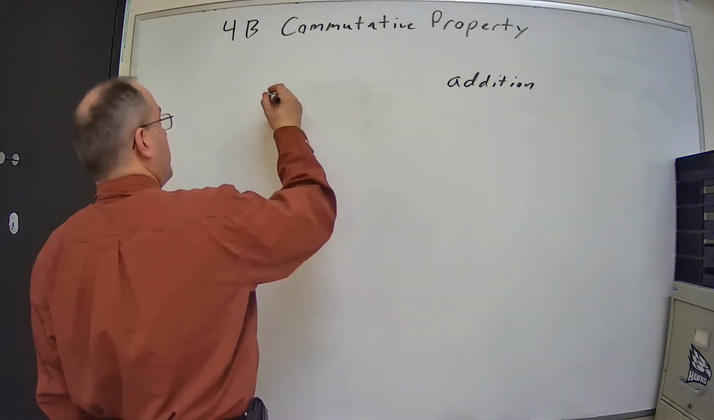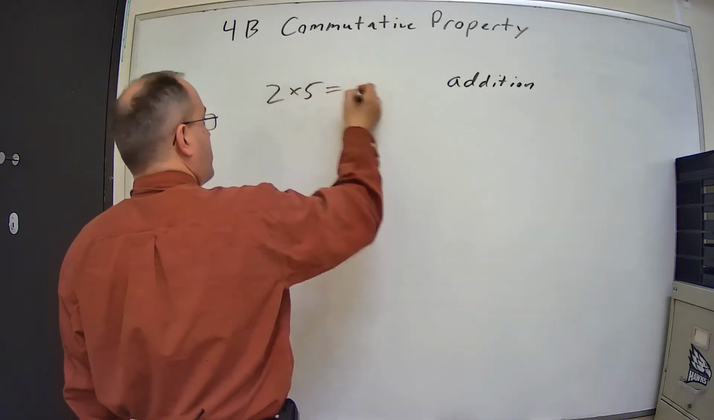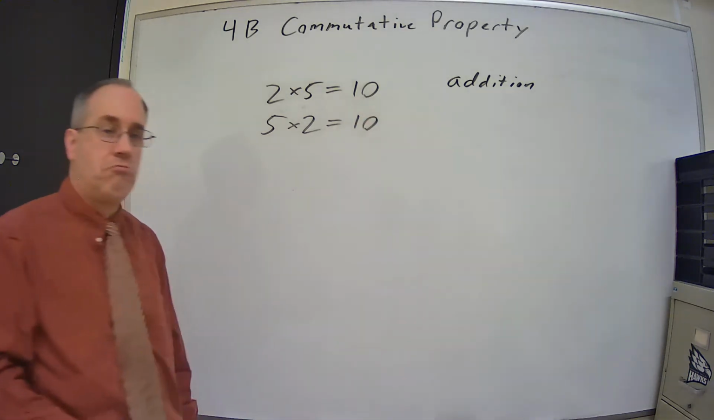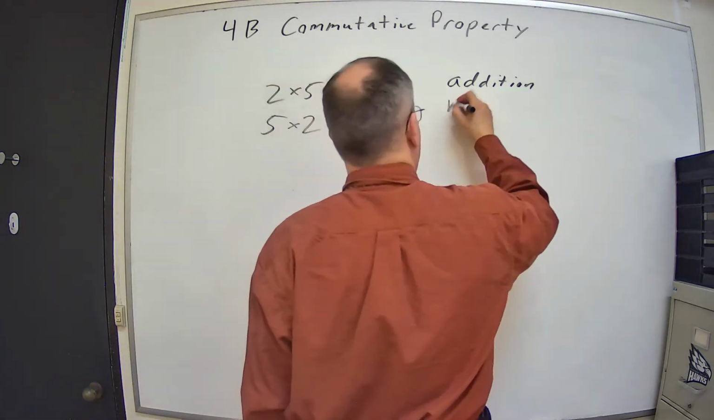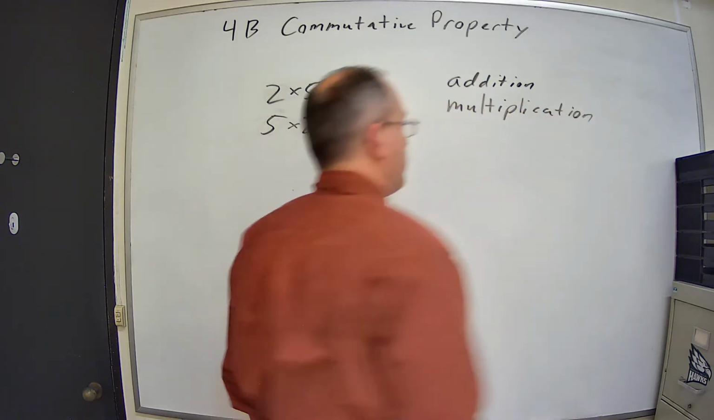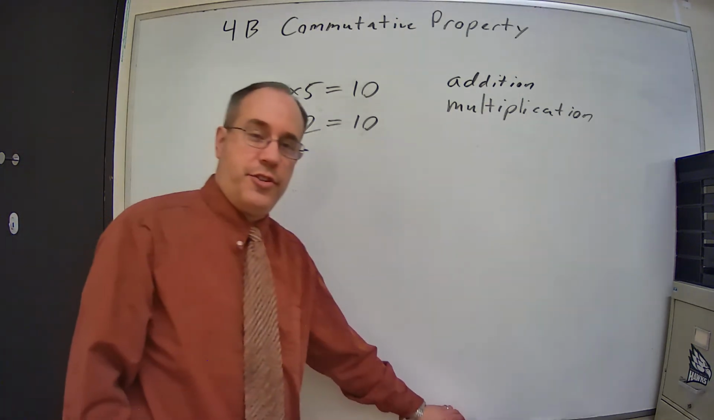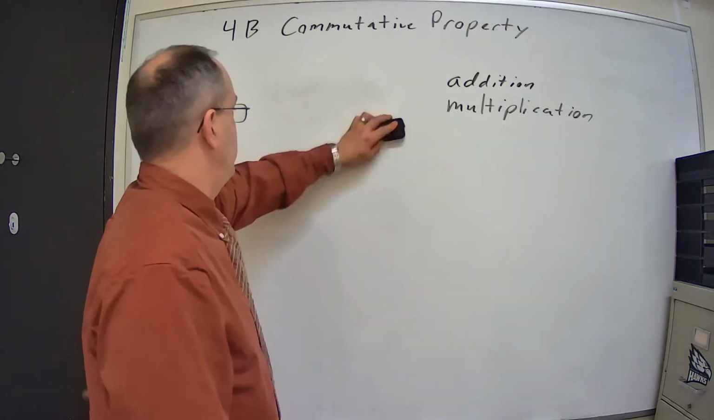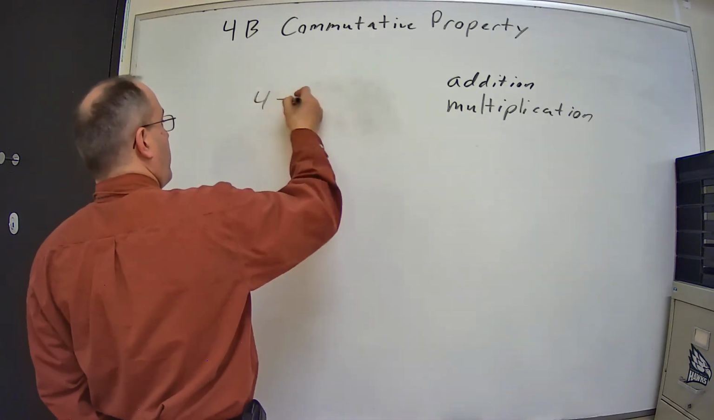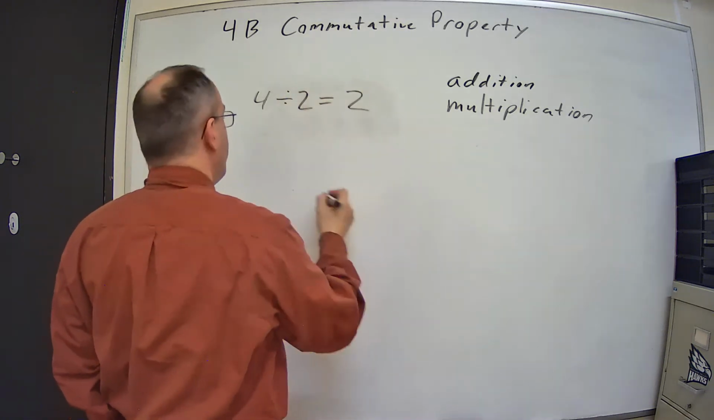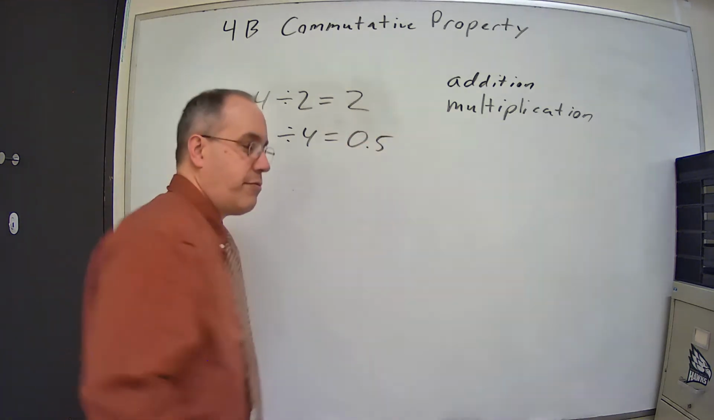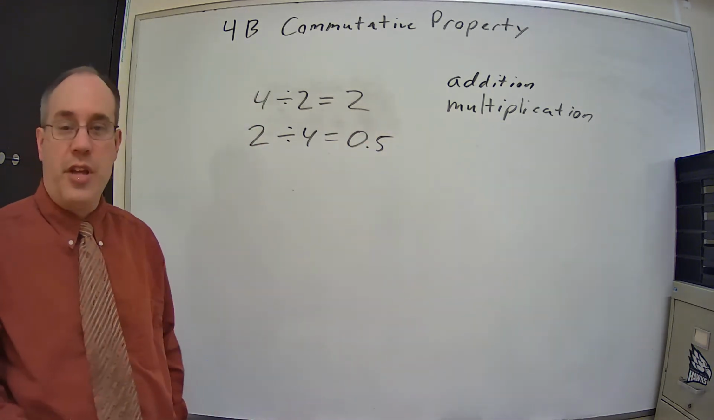What about multiplication? 2 times 5 is equal to 10. 5 times 2 is equal to 10. Multiplication is commutative. Let's try division. 4 divided by 2 is 2. 2 divided by 4 is 0.5. Division is not commutative.